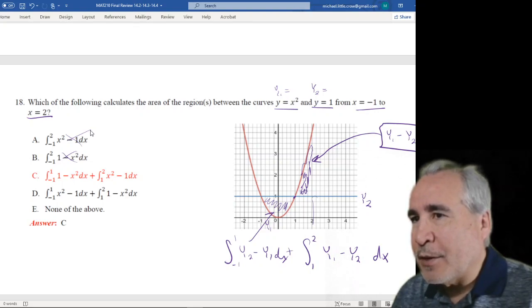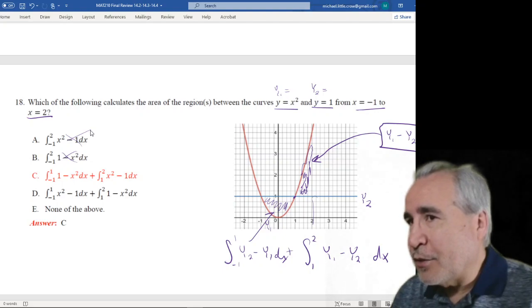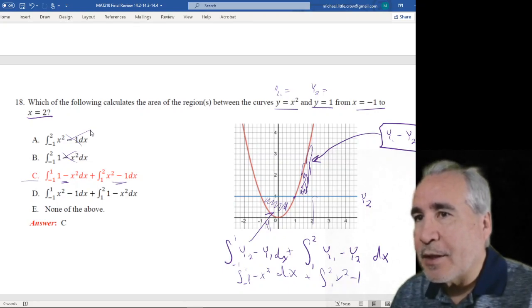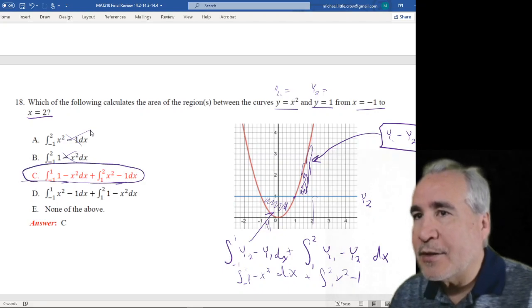This one's going from -1 to 1, 1 to 2, and the difference between these is which one is which, right? They've got these backwards, and so this one, which one's y2? So you might want to write it out. y2 is going to be 1 minus x squared, should be first. That's this one. See, that's why you want to be able to set these up as well. And the second one, going from 1 to 2, is y1, which is x squared, then minus the 1, which is this one. So we can recognize that that's going to be C.